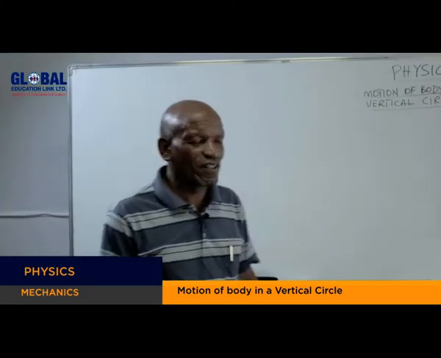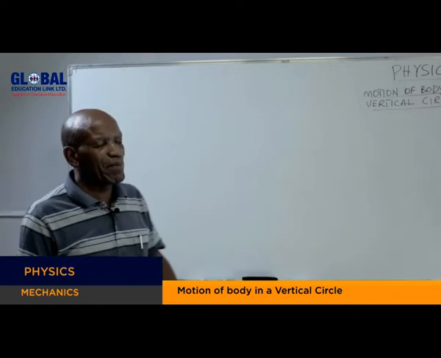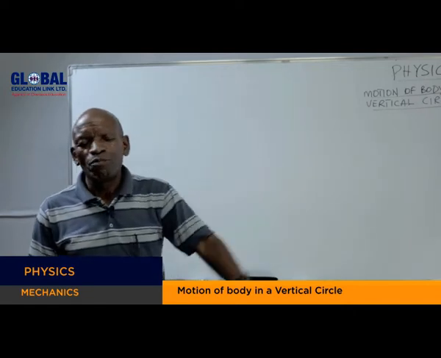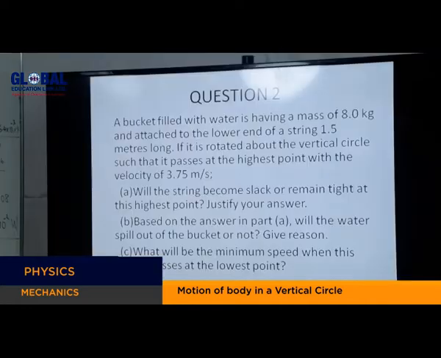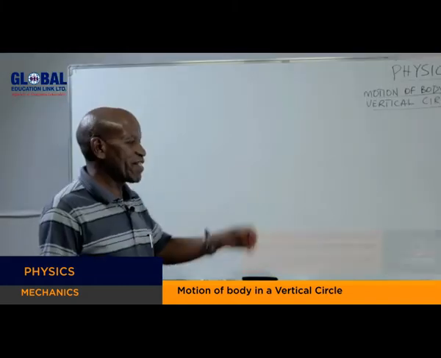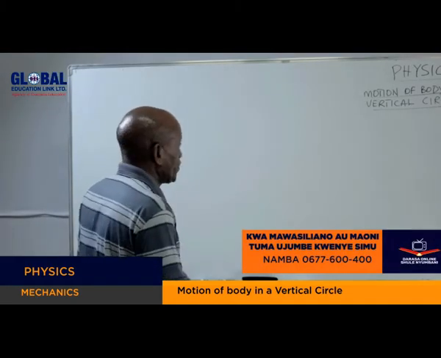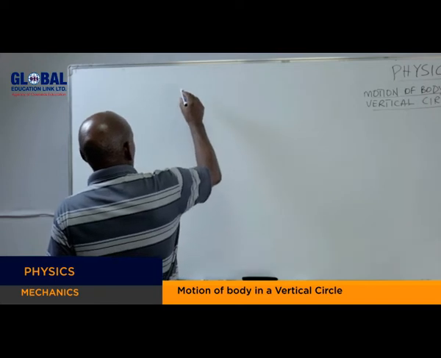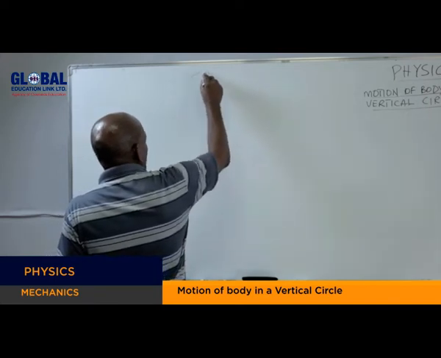So students, this is the question. We have a bucket which is moved in a vertical circle, and this bucket is filled with water. Its total mass with the water is 8 kilograms. And the string by which it is moved in a vertical circle has a length of 1.5 meters. And it is rotated with that particular velocity, 3.75 meters per second. So you can answer one question after another. Let us have a simple sketch of such a bucket moved in such a vertical circle.